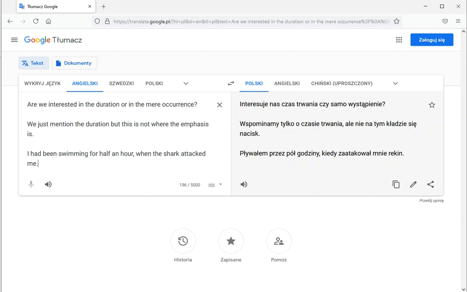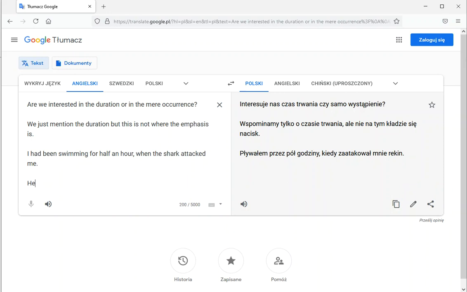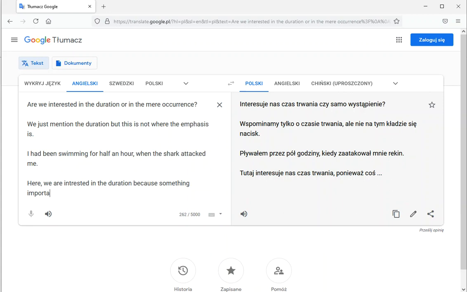Here we are interested in the duration because in the duration something important happened. Okay? Here we are interested in the duration because something important happened after half an hour.